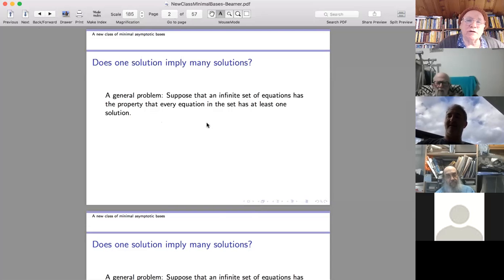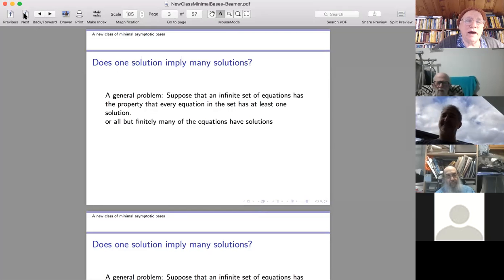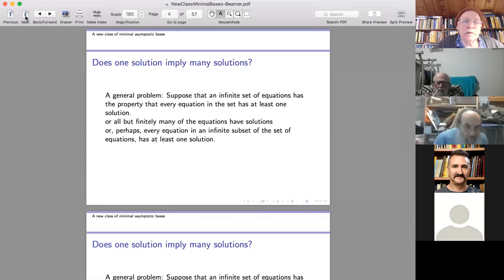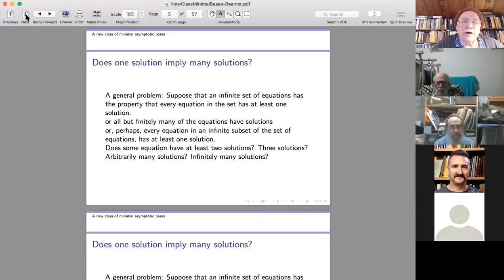Suppose you have an infinite set of equations with the property that every equation in the set has at least one solution. Or maybe not every equation, but all but finitely many of the equations have a solution. Or even there's some infinite subset of the set of equations and every one has at least one solution. Does some equation then have at least two solutions or three solutions or arbitrarily many solutions or infinitely many solutions? Right? So does one imply two or more?